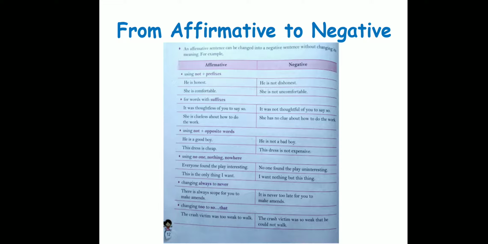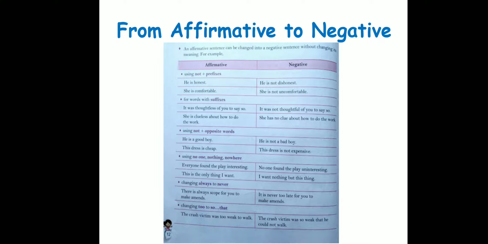Alright. Next one. You can also use no one, nothing, nowhere. Let's see how we do this. Okay. Everyone found the play interesting. Now this is a new one. You have to carefully understand this one. It says everyone found the play interesting. That means there was a play that was going on and everybody in the audience really found the play interesting. So now I have to change it into negative, but I don't have to change the meaning of my sentence. So how will I do it? I will write, no one found the play uninteresting.